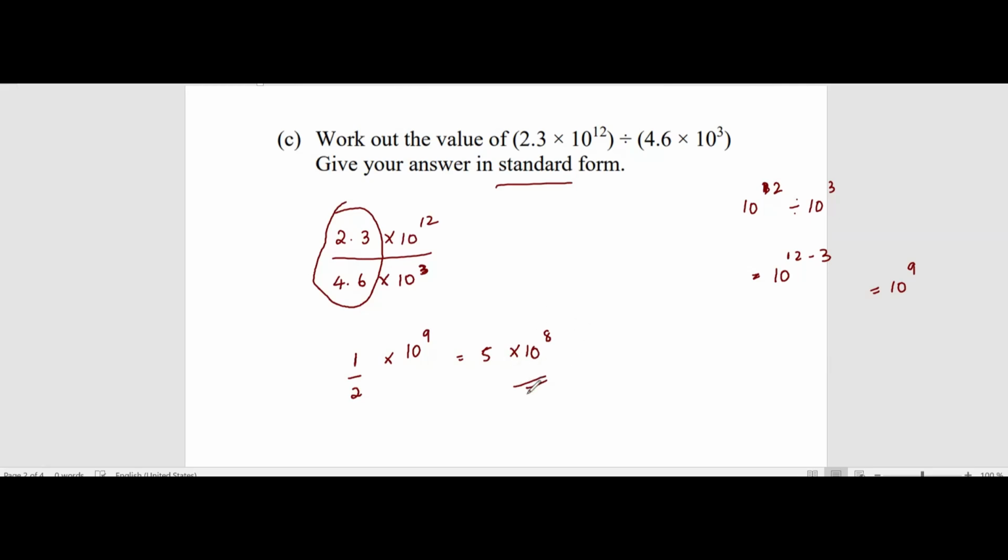And you can verify whether your answer is correct because we know a standard form should be in the form of a into 10 to the power of n, where a should be between 1 and 10. 5 is a number which is between 1 and 10. And we know that n should be either a positive or a negative integer. 8 is a positive integer. So that's how you solve this particular question here.